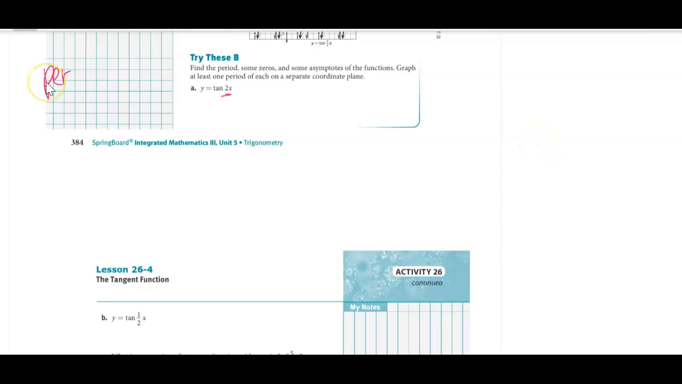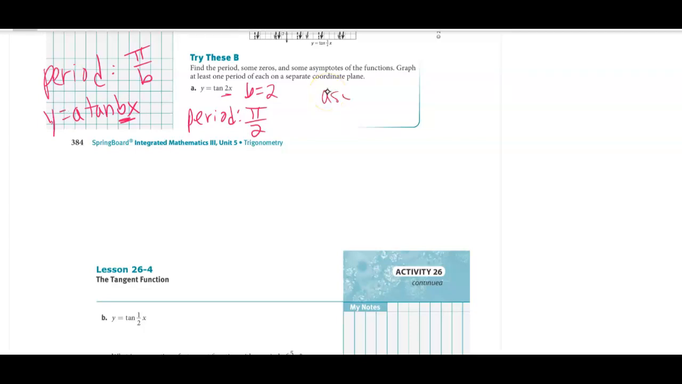So again, the period is always pi over b for tangent. B is always that coefficient of x inside. So in this case, b would be 2. So our period would be pi over 2. So that's going to repeat every pi over 2, this one.